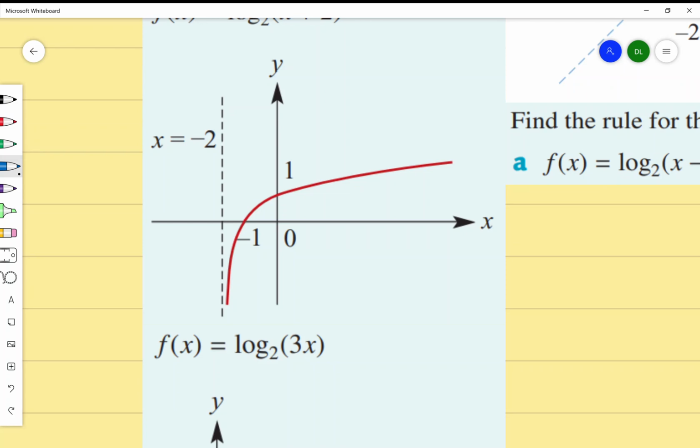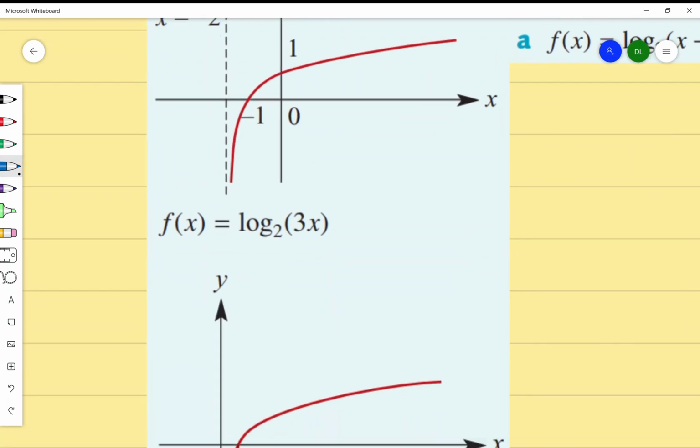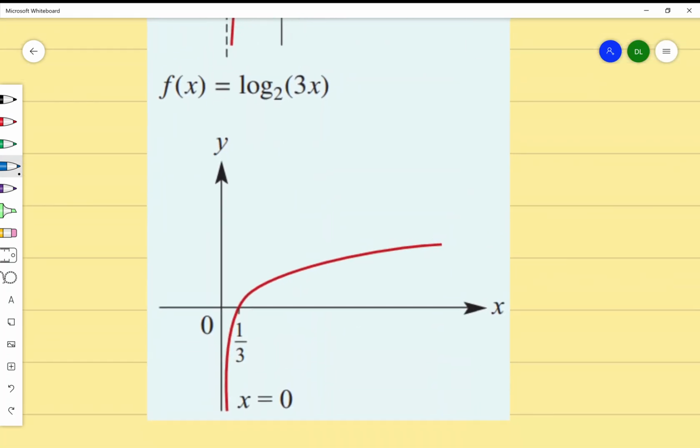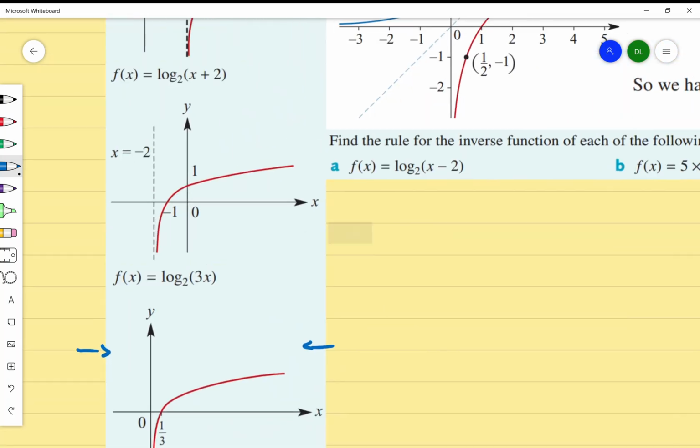Log base 2 of 3x means that for whatever value of x I put in, I only have to put in a third of what it was before in order to get the same value, and therefore I get a graph that looks like this. Essentially, it's just, once again, squished this way. But this comes with practice. You don't have to memorize the transformations. That will come to you naturally. Okay, here we go.